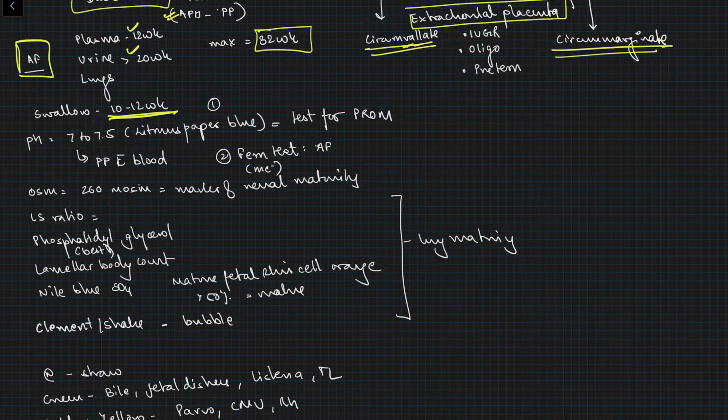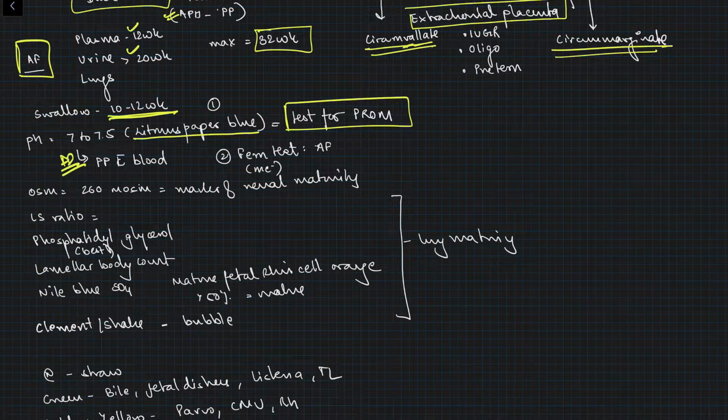Right. pH is 7 to 7.5 and tested by litmus paper blue test, which is a test for premature rupture of membranes. Right. The differential for it can be blood, because blood is also alkaline. The second test for premature rupture of membrane can be a Fern test, in which under microscopic there will be ferning present in the amniotic fluid. The osmolarity is 260 milliosmol, which is a marker of renal maturity.